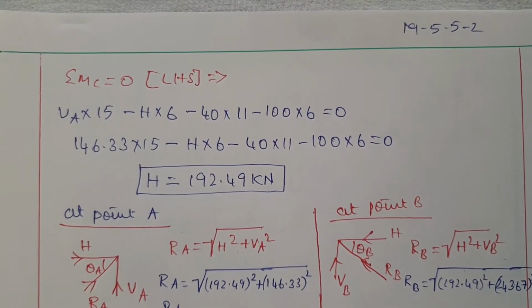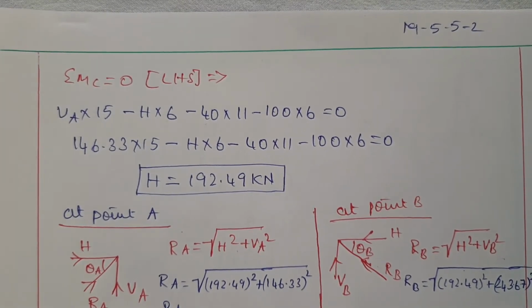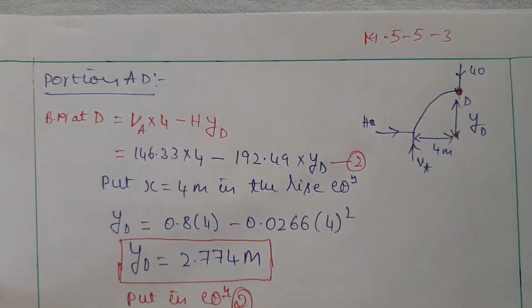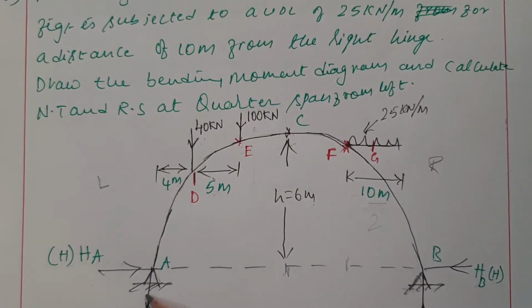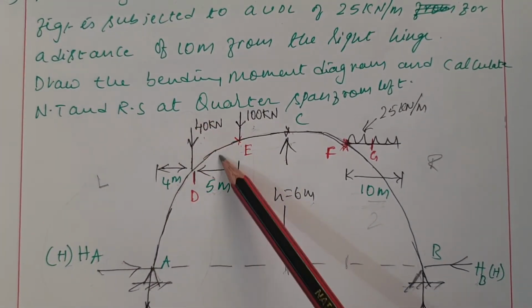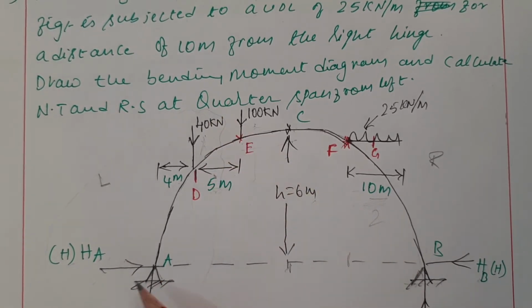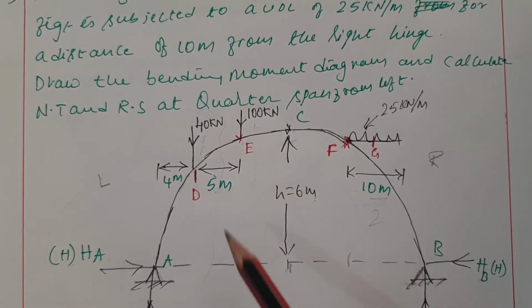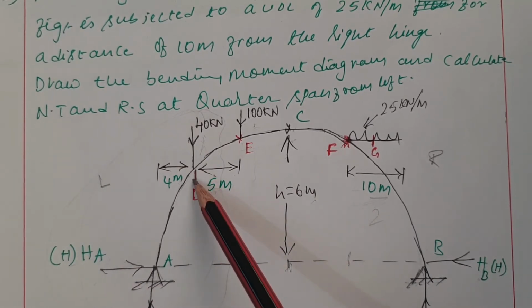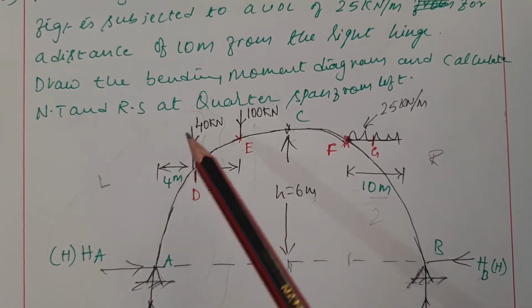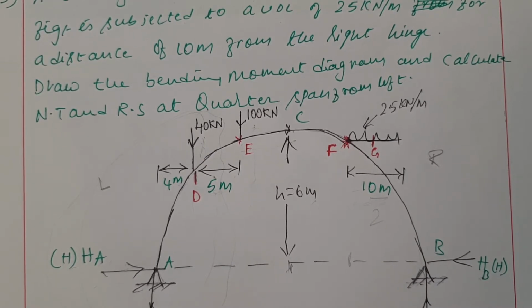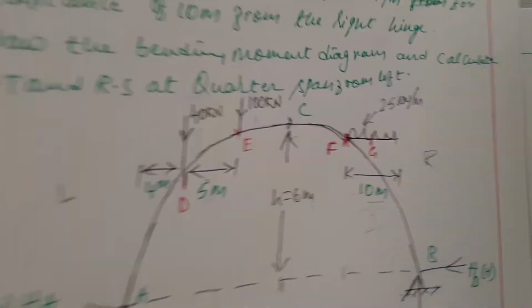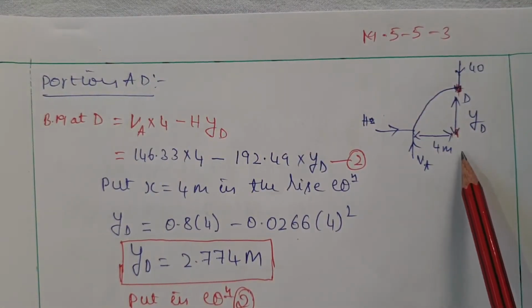For that, I am considering the first portion as A to D. Listen carefully: A to D means it will be like this, only this portion I am considering. So we have one vertical, one horizontal, and another vertical force. We are finding the bending moment at this point. A vertical force moving upwards gives positive bending moment, downwards gives negative bending moment. For the horizontal force, it is negative bending moment. The figure is as follows.